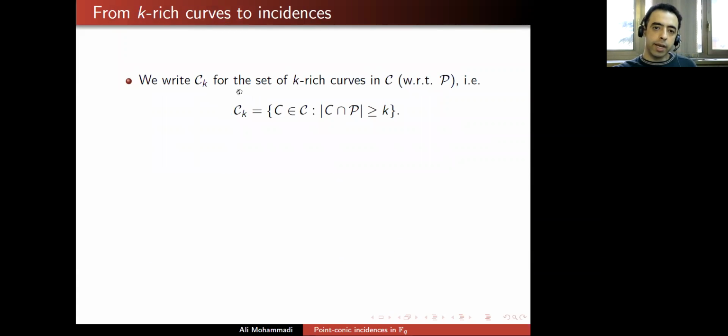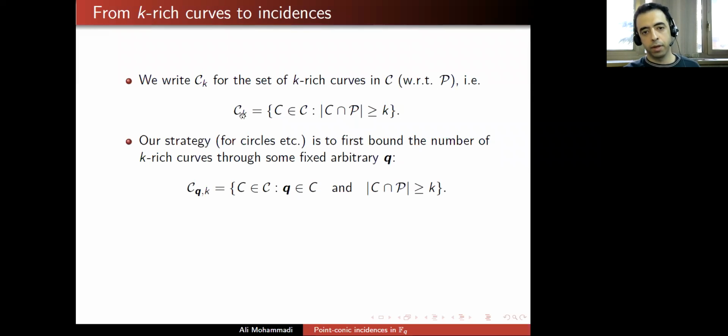So C_K will denote the number of K-rich curves in your curve set with respect to a point set. So C_K is the curves in C so that the intersection of C and P is at least K. Like we said, the ultimate strategy is to get a bound on these. Now for circles, first, like I said, we look at this number for the curves that pass through an arbitrary but fixed Q. Now this can be turned into a linear question.